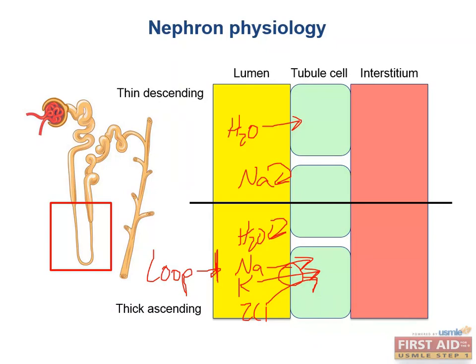This segment is also the site for magnesium and calcium reabsorption, but this occurs paracellularly. Magnesium and calcium are reabsorbed paracellularly, so it's not through the cells but through the gaps between the cells, and about 15% of the sodium is reabsorbed in the loop of Henle. So loop diuretics can have a pretty large effect on diuresis.